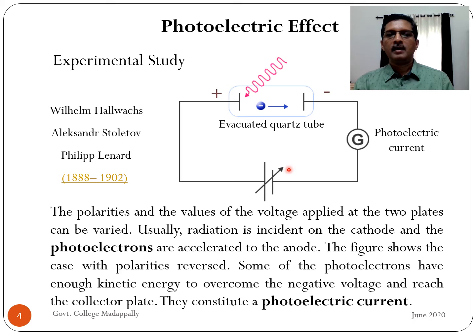These are some of the experimental physicists who worked on photoelectric effect after Hertz's discovery. Wilhelm Hallwachs was an assistant of Heinrich Hertz, a German experimentalist. Alexander Stoletov was a Russian physicist, and Philipp Lenard was again a German physicist. These experimental works on photoelectric effect were done during the period 1888 to 1902.